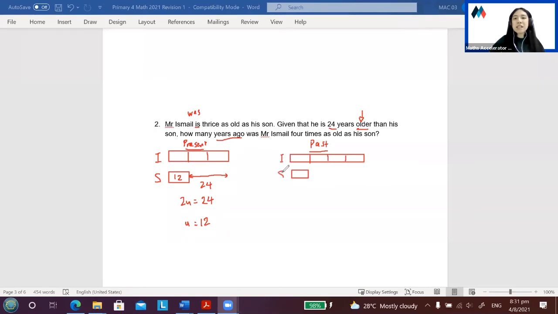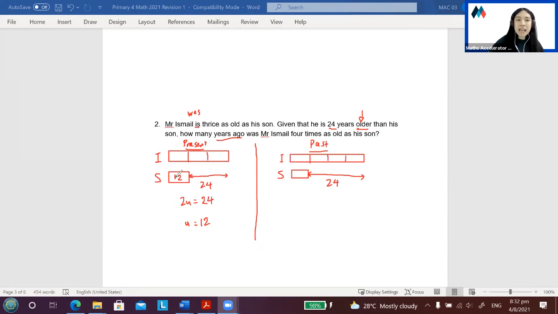Right, sorry. So this is the past. In the past, Mr. Ismail was 4 times as old as his son. However, the age difference is still the same. The age difference is still 24 years, right? So this unit is different from the units you were doing just now. These units are different, so I'll draw a line here. These units here are different. No, not 12 multiplied by 4, because these units are different.